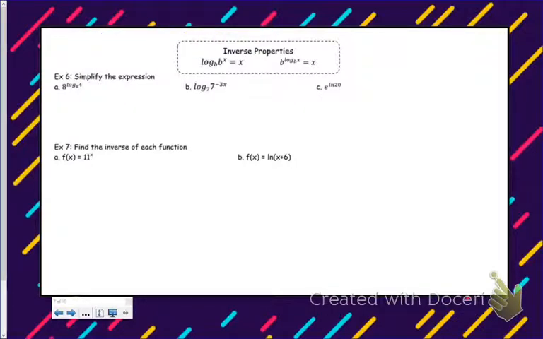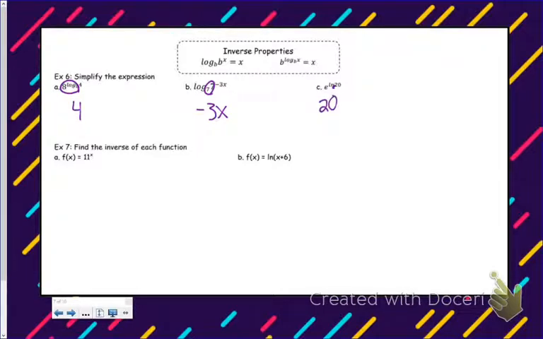So I have 8 raised to the log base 8 of 4. Because those 8s match, my answer here is 4. Log base 7 of 7 to the negative 3x. Because those match, this answer is negative 3x. e to the natural log of 20. Because the base of this is e, those bases match, that answer is just 20.